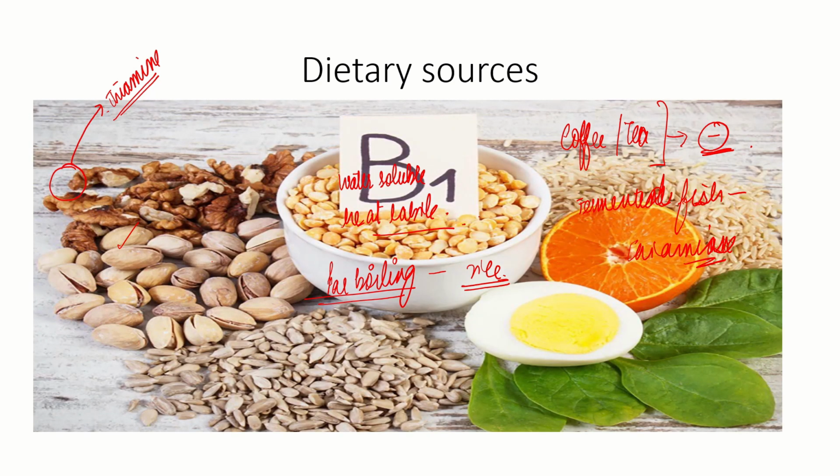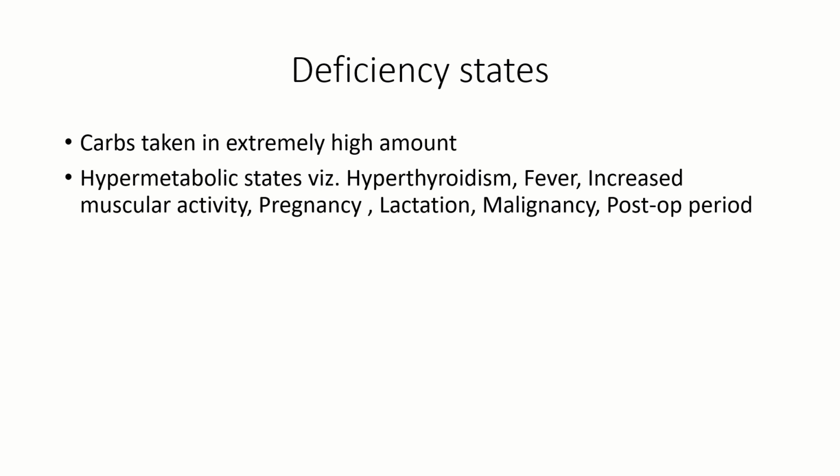Now, when should we expect a deficiency state? If carbs are consumed in an extremely high amount, we fall short of the metabolizing machinery. Again, in a very hypermetabolic state like hyperthyroidism, pyrexia, increased muscular activity, pregnancy, lactation, malignancy, and in the post-op period, we should expect a thiamine deficiency.